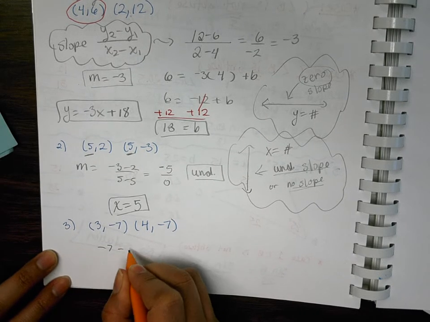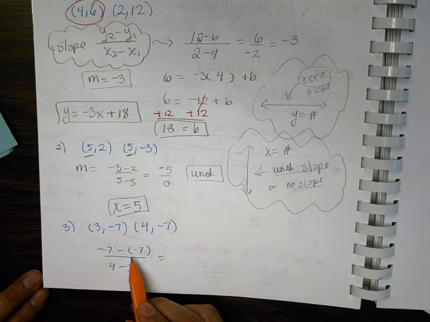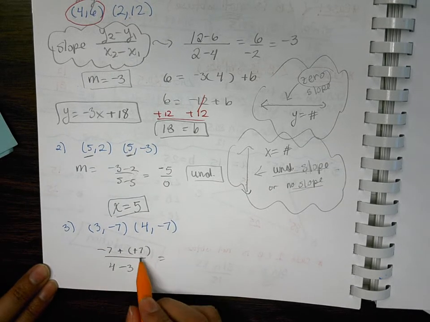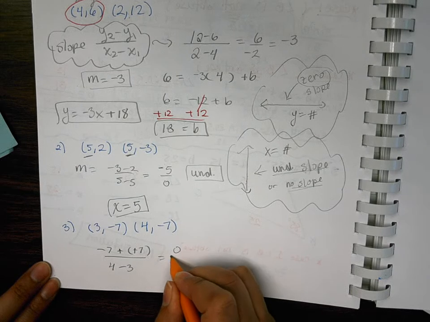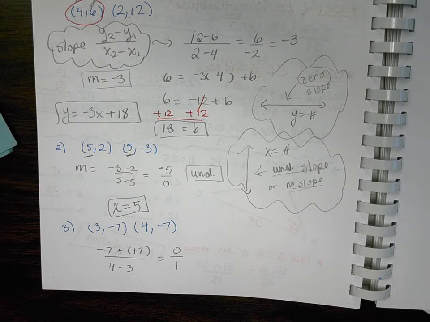Negative 7 minus negative 7 over 4 minus 3. How do you minus a negative? These two change, correct? And negative 7 plus 7 is 0 over 1. 0 over 1, 0 over 5, 0 over 10, 0 over a million is what? 0. 0 over 0 is not 0, by the way. 0 over 0 is undefined. 0 over 0 is still undefined. Okay. All right. So 0, we talked about this already.